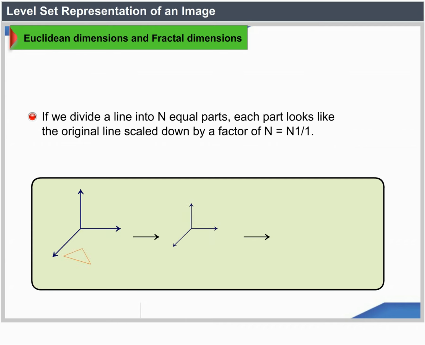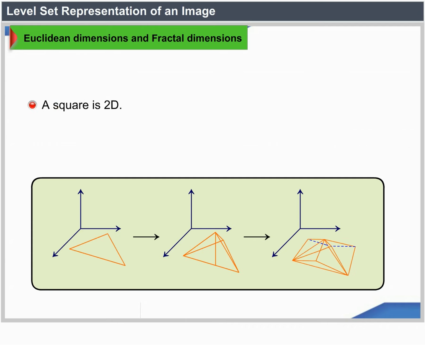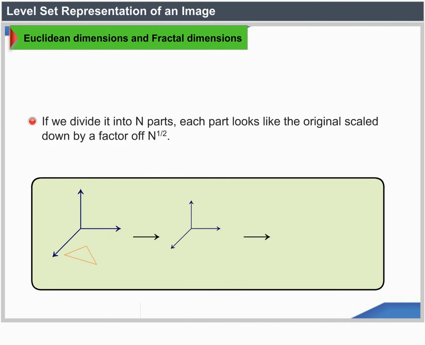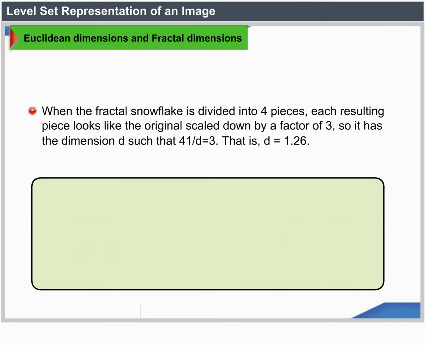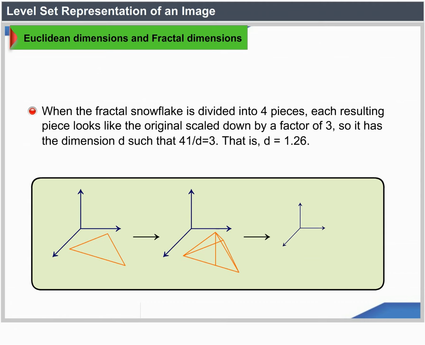A square is 2D. If we divide it into n parts, each part looks like the original, scaled down by a factor of n to the power of 1 by 2. For the fractal snowflake, when it is divided into 4 pieces, each resulting piece looks like the original, scaled down by a factor of 3, so it has a dimension d such that 4 to the power of 1 by d equals 3. That is, d equals 1.26.